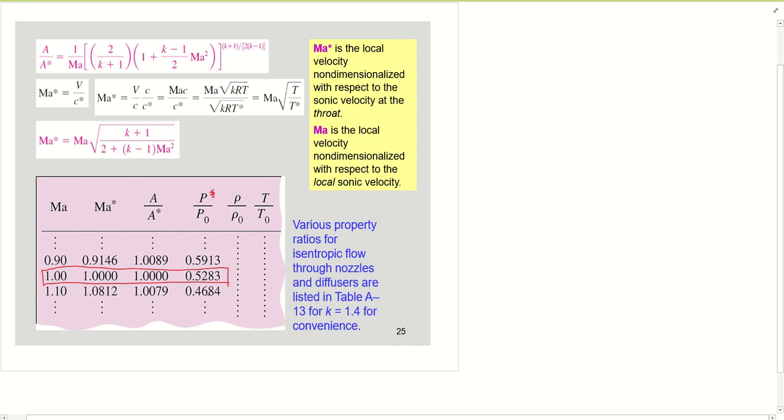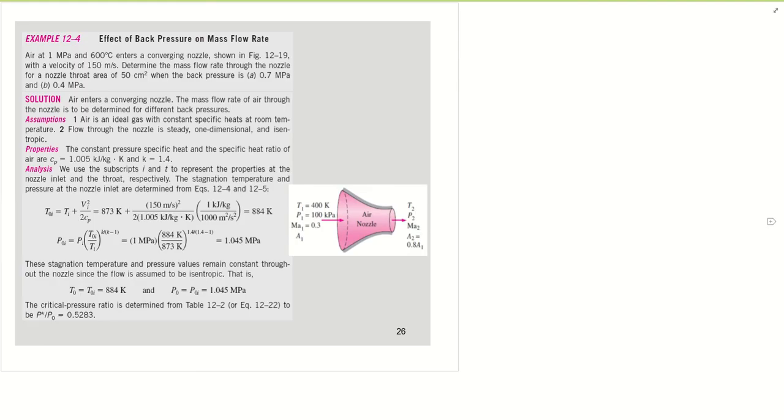This is some equations that can be used to obtain the area, for example, and the critical Mach number, and then the Mach number with the same equation. Mach number star is the local velocity non-dimensionalized with respect to the sonic velocity at the throat. Mach number is the local velocity non-dimensionalized with respect to the local sonic velocity. The star means it refers to the throat, which is at the minimum area. Let's try to solve this example.